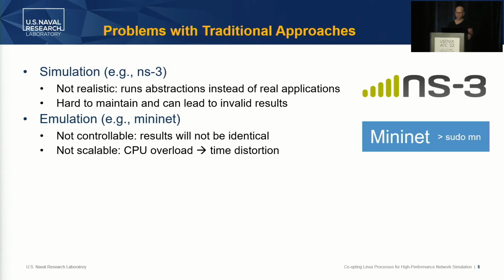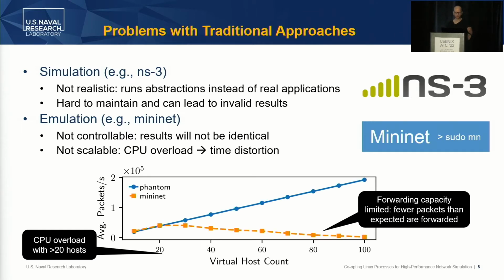Another approach is emulation, which is the approach of Mininet. Emulation does run applications, so it's more realistic in that sense, but it's not as controllable. It's running on a Linux kernel, and so the results won't be identical because of the entropy on the machine. It's also not scalable. CPU overload on the host machine can result in time distortion that can introduce artifacts in the results.